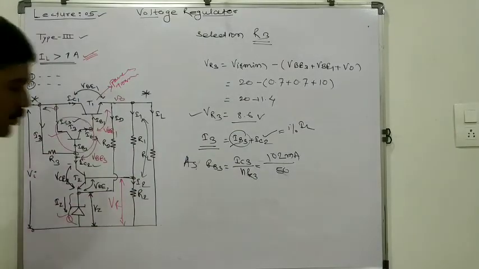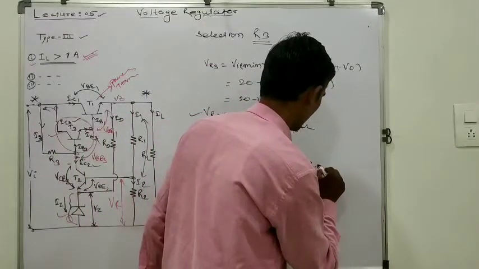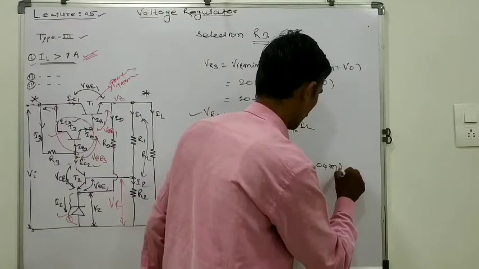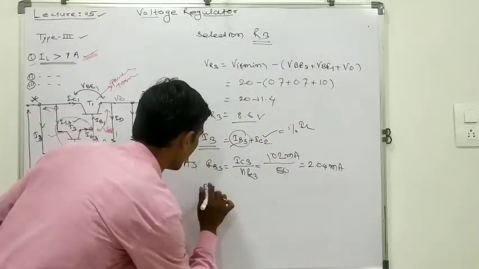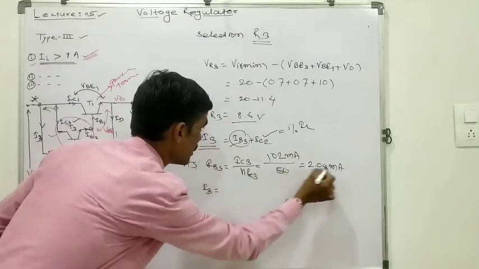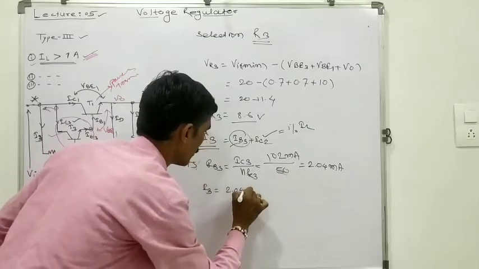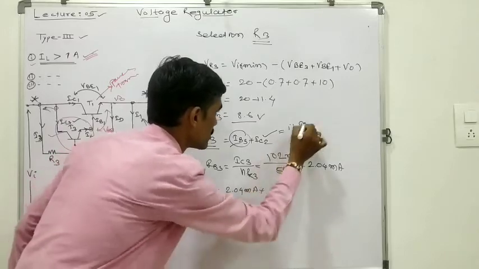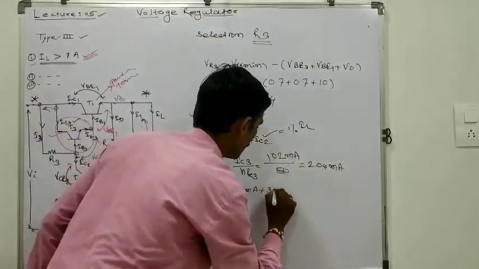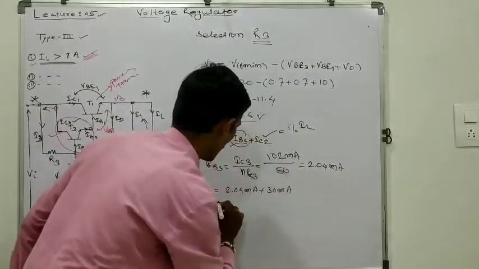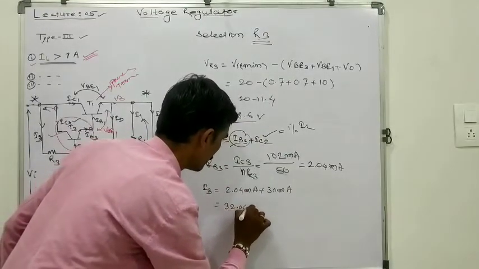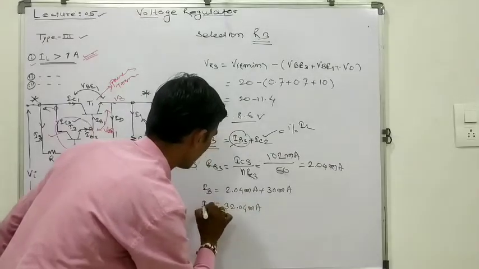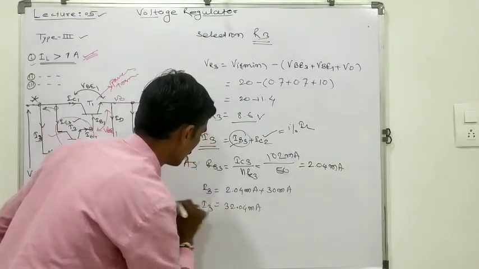So IB3 is equal to 2.04 milliampere. Now put the value of I3: IB3 is 2.04 milliampere plus the 1%, which is equal to 30 milliampere. So 32.04 milliampere is the value of I3.